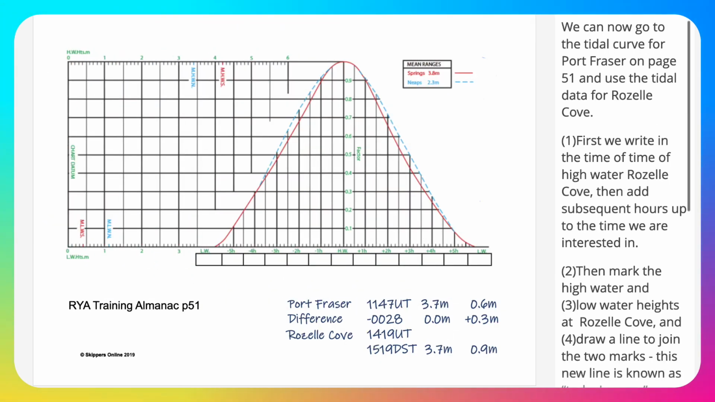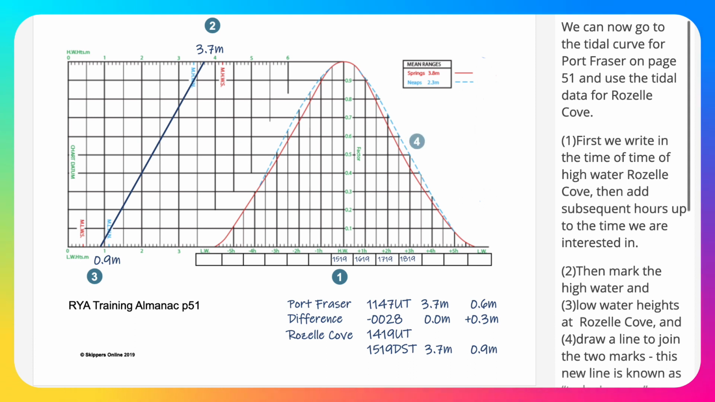We can now go to the tidal curve for Port Fraser on page 51 and use the tidal data for Rozelle Cove. First, we write in the time of high water Rozelle Cove, then add subsequent hours up to the time we are interested in. Then mark the high water and low water heights at Rozelle Cove and draw a line to join the two marks. This new line is known as today's curve.